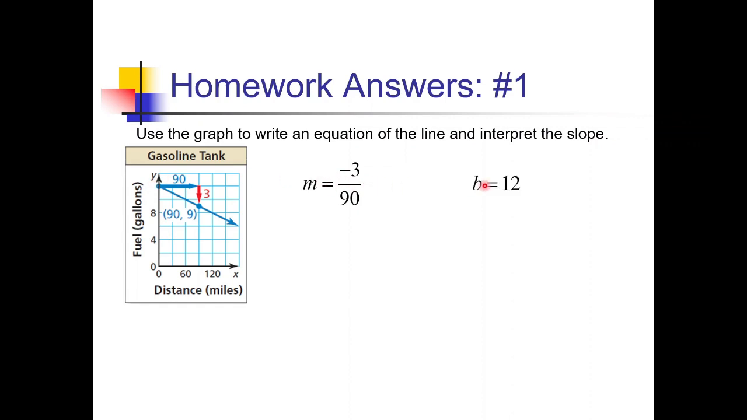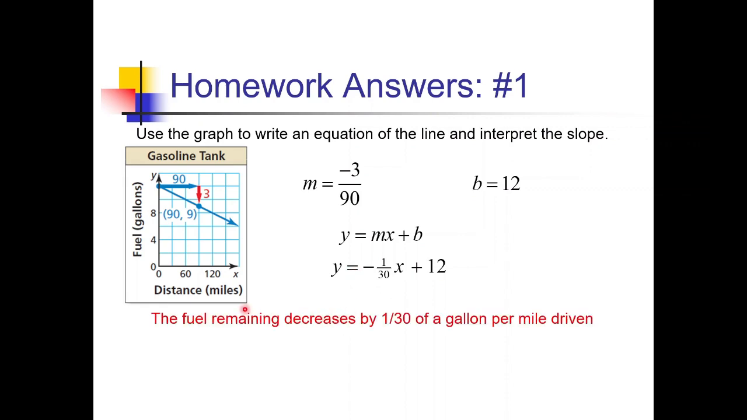Since we have the slope and the y-intercept, we're going to use y equals mx plus b, that form of a line, slope-intercept. So I can write y equals, now let me just reduce this slope to negative 1/30 x, and then plus 12. Now in terms of the slope that they want us to interpret, the top unit here is gallons, the bottom unit is miles. So this is gallons per mile that this is changing, and it looks like it's going down. So our fuel is decreasing by 1/30 of a gallon for every mile driven.